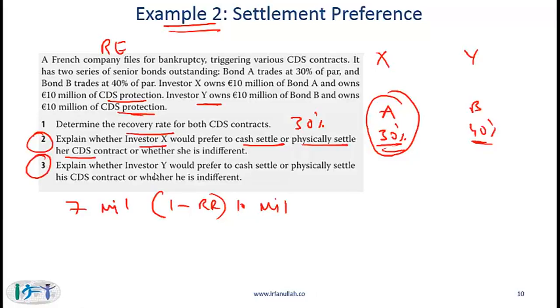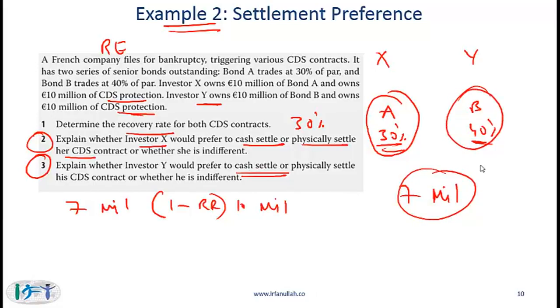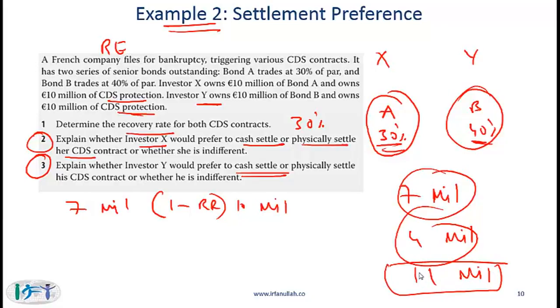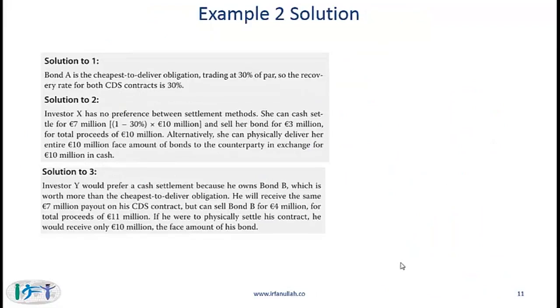What about investor Y? Investor Y would prefer a cash settlement, because with the cash settlement, he will receive 7 million and his bond is worth 40%, or 10 million times 40%, which is 4 million, which adds up to 11 million. With a physical settlement, he would deliver the bond and get 10 million, which is less than 11. So clearly, he would prefer a cash settlement. And for completeness, I would encourage you to read the solution from the curriculum.